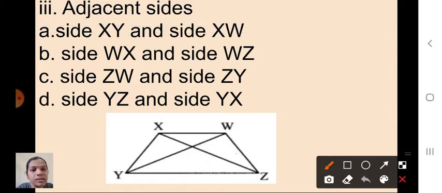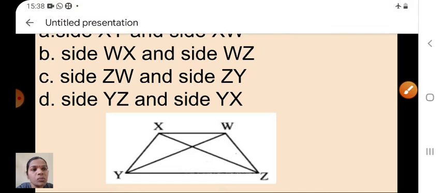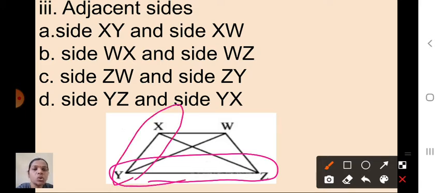Next one is side ZW and side ZY. As I already told, adjacent sides have a common vertex, isn't it? The fourth one is side YZ and side YX. These two are adjacent sides. I hope you understood this. This is so easy, isn't it, children?